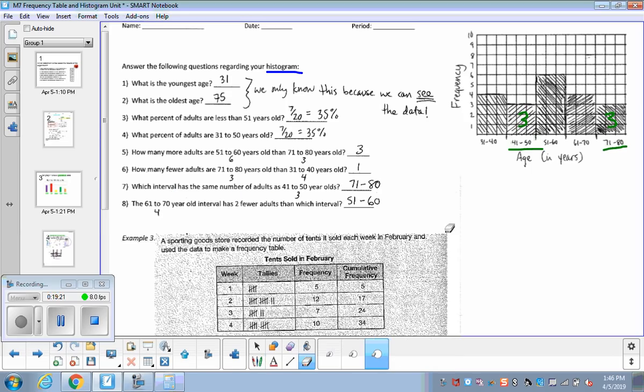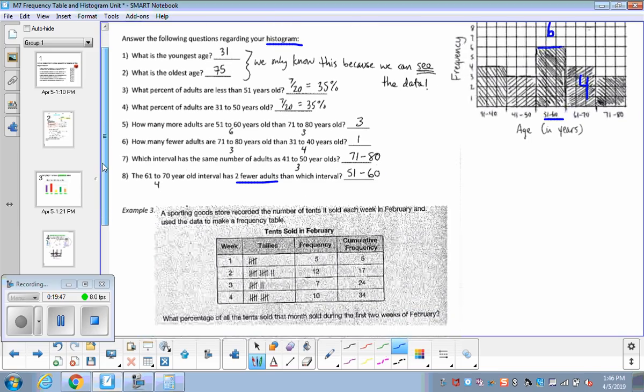And the last question asks us that the 61 to 70-year-old interval has 2 fewer adults than which interval? All right? So the first one it asked us about was 61 to 70. So over here, that was 4 people. That's where I got the 4. And it's asking that is 2 fewer than which one? Well, 4 is 2 fewer than the number 6. So it's asking us to identify this category, the 51 to 60-year-olds. Okay?